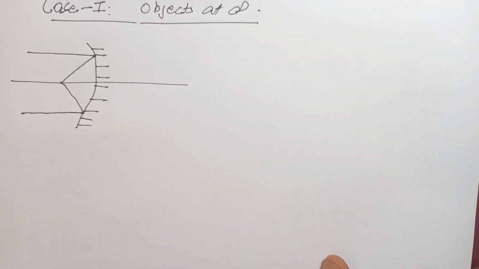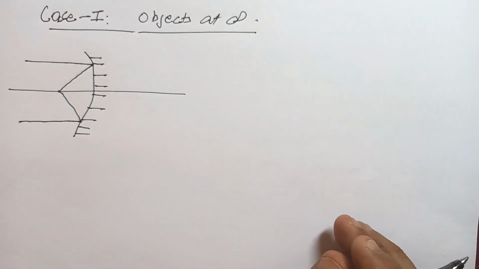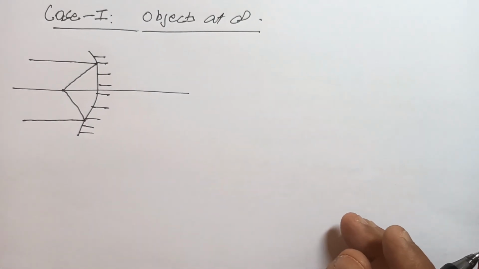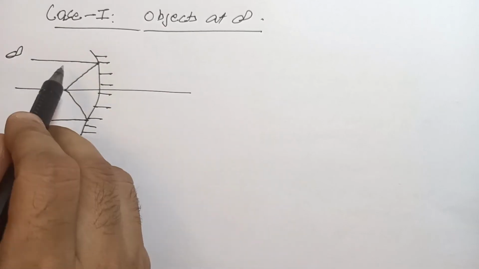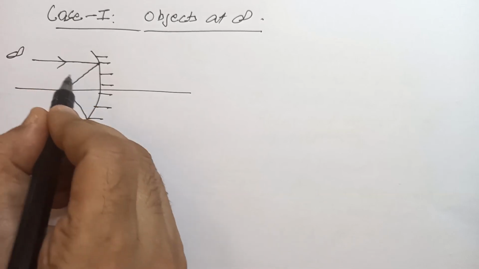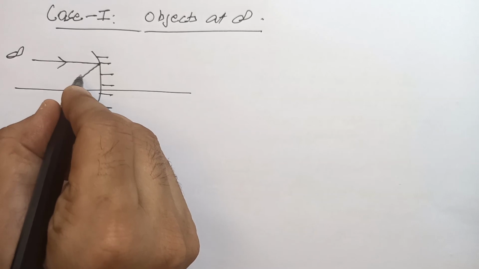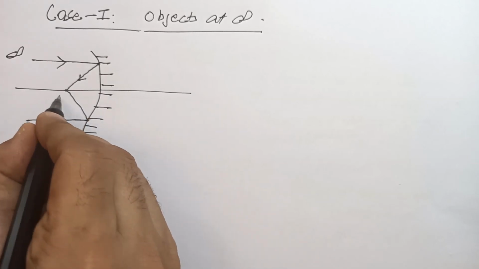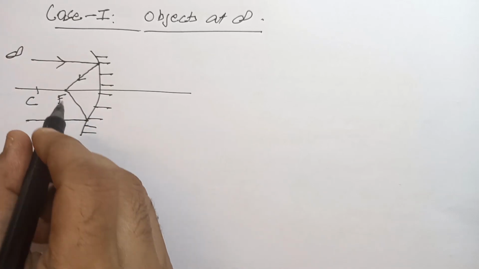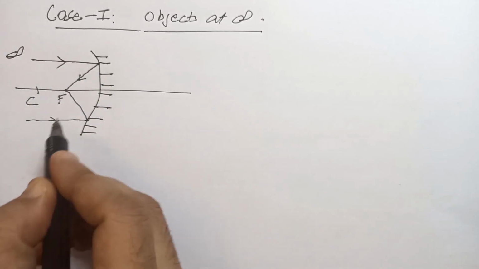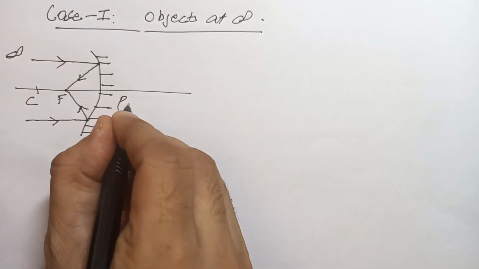So now guys, let's talk about case number 1, when objects are at infinity, which we skipped earlier, but now we are trying to cover. In this case, the rays are coming from infinity and they are parallel to the principal axis. So they get reflected through focus. As you see here, there are two rays coming this way and both are getting reflected to the focus. This is the pole.